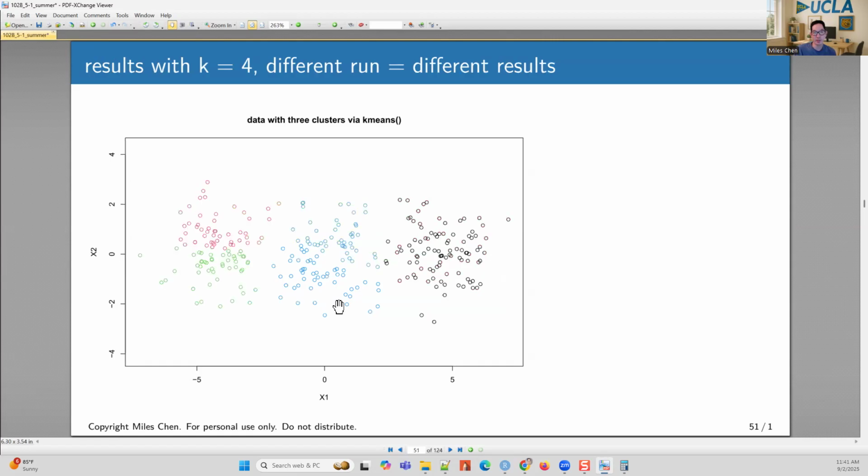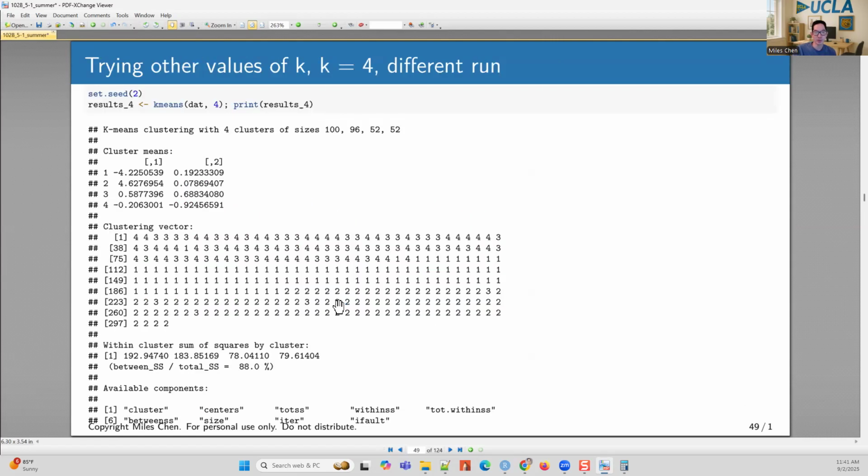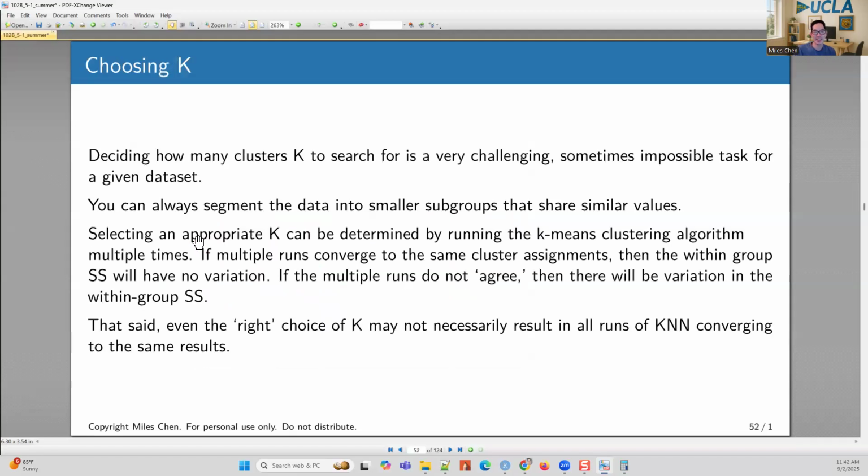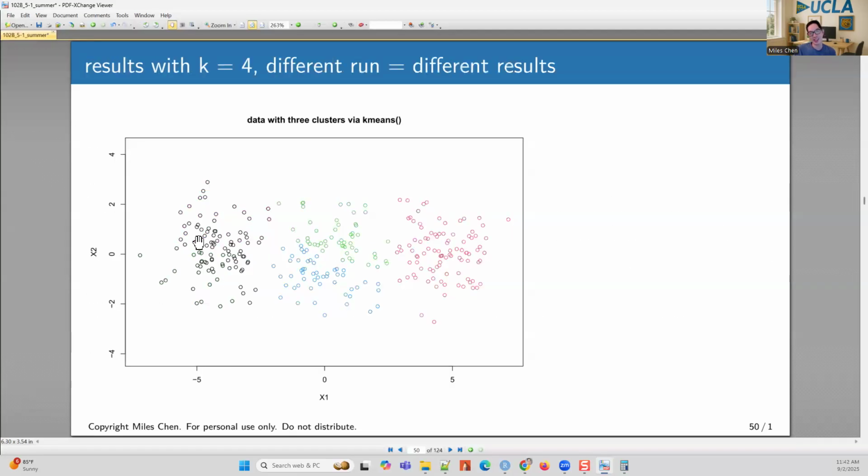And so here we had a between sum of scores of 88. I'm sorry, the R squared of 88%. Over here it was 88.3, so we're getting different values. Here's another one, and it split this one. And so you can end up just getting these different results.